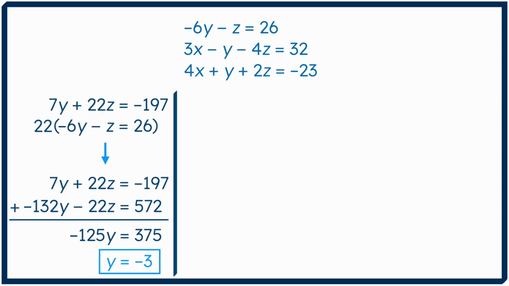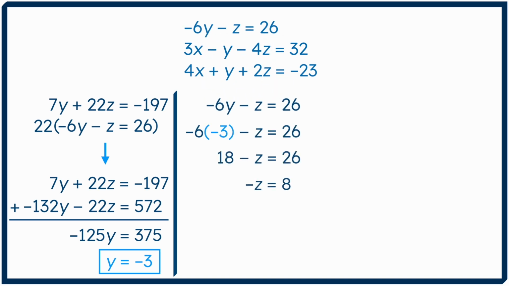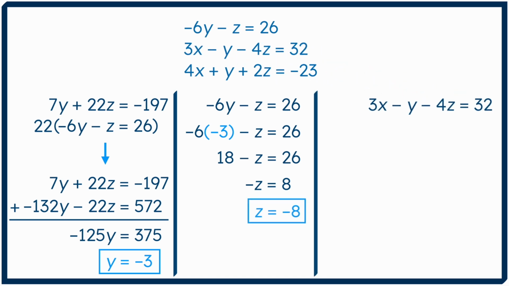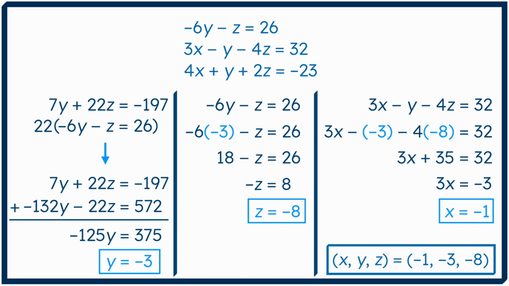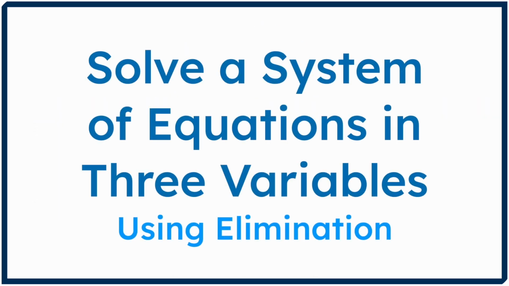Now let's solve for the other two variables. We can start by substituting negative 3 for y in either of our two variable equations. Let's use this one. Negative 6 times negative 3 is 18, and when we simplify this equation, we find that z equals negative 8. Finally, we can use this equation to find the value of x. We'll substitute negative 3 for y and negative 8 for z, and simplify. Simplifying further, we find that 3x equals negative 3, which means x equals negative 1. So the solution to this system of three equations is the three-dimensional point with coordinates negative 1, negative 3, negative 8.